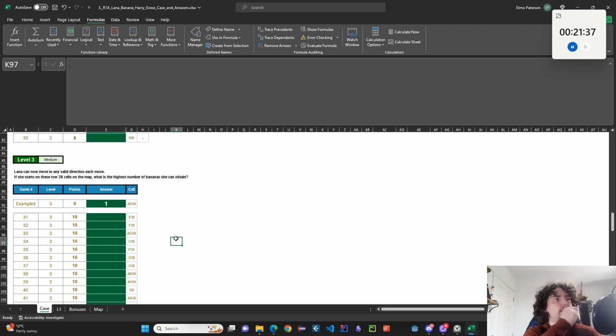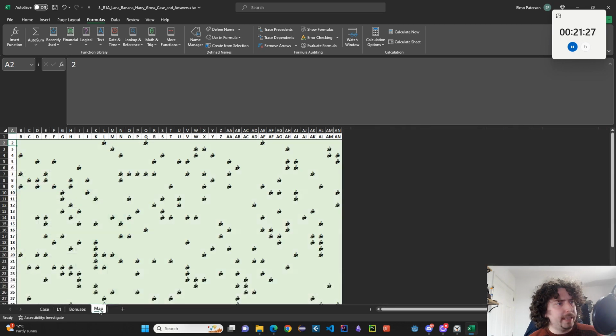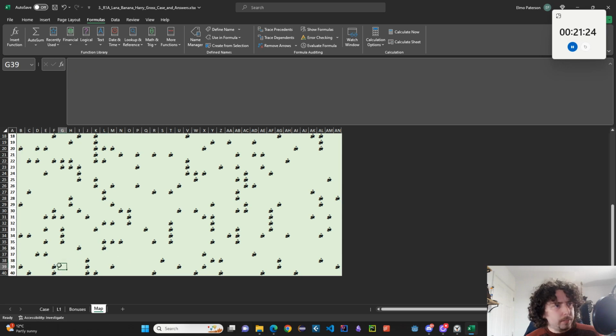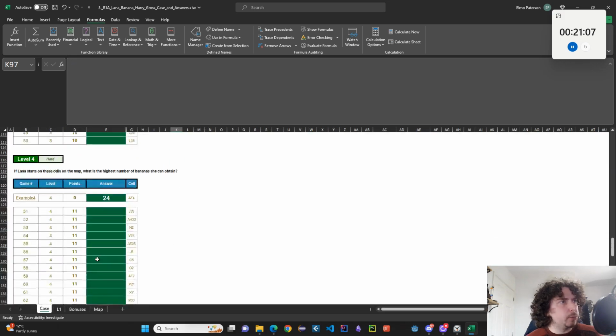If she starts on these row 38 cells, what's the highest number of bananas she can obtain? Okay, that starts to get a bit more complicated. So she's always starting on row 38, but from any cell she has 2 or 3 possible moves, and from each of those she has 2 or 3 possible moves, which means you can get multiple routes in. That's going to add up quick. Okay, that's going to get complicated real quick.